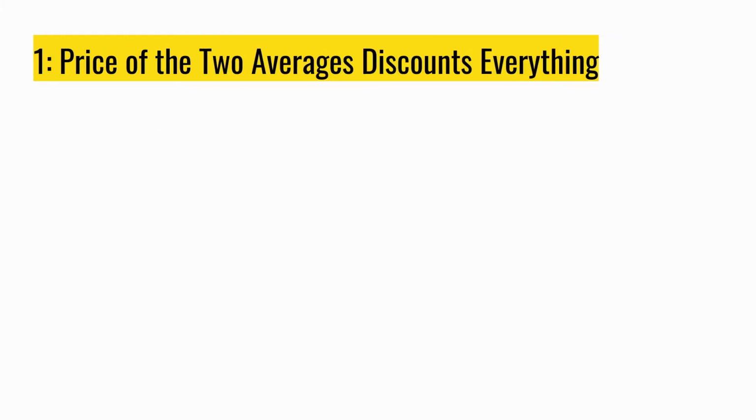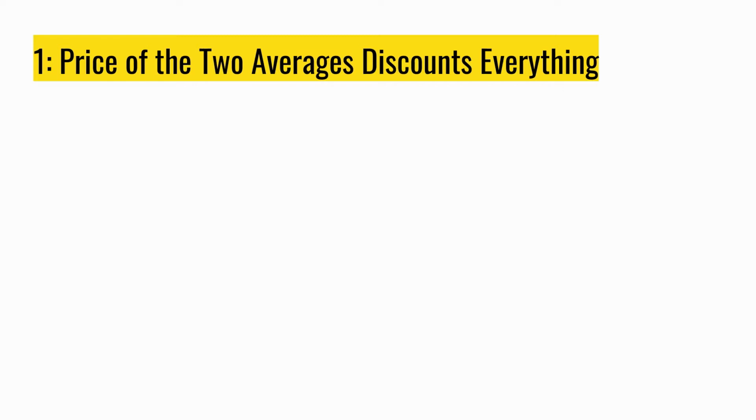Now, onto the first tenet. If you watched my last video, then you know exactly what this means. The price of 2 averages discounts everything. If not, I'll link the video in the description section below and at the end of the video. But for now, I'll just give you a brief explanation.